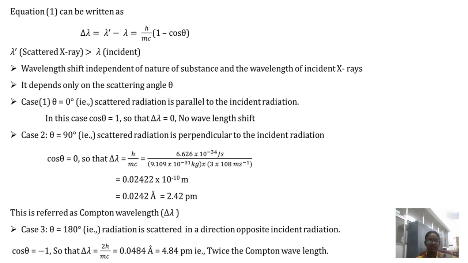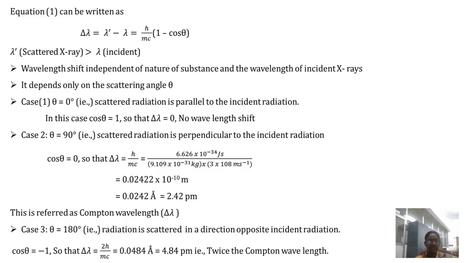In case 2, theta equal to 90 degree, that is the scattered radiation is perpendicular to the incident radiation, and cos 90 will be equal to 0, so that delta lambda will be equal to h by mc. We will have the value 0.0242 Angstrom or 2.42 picometer. This is referred to as the Compton wavelength.